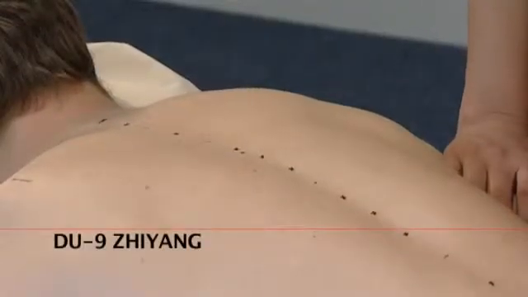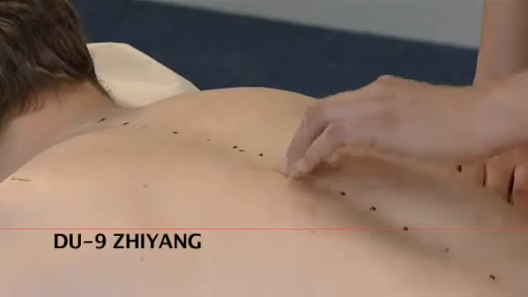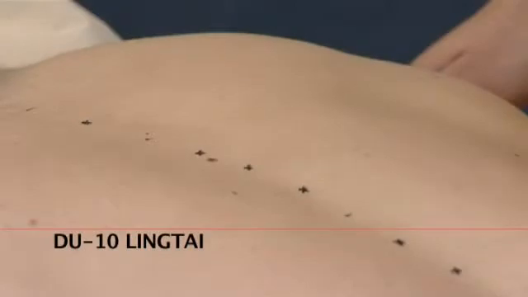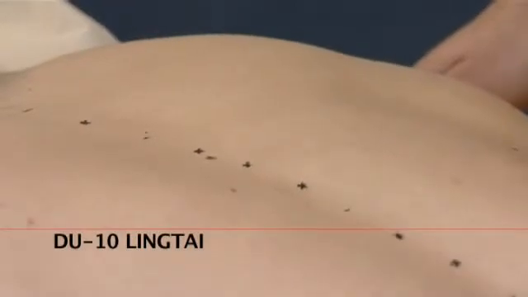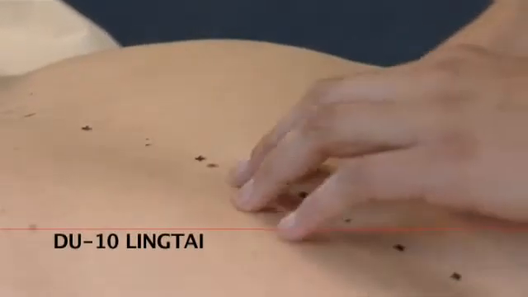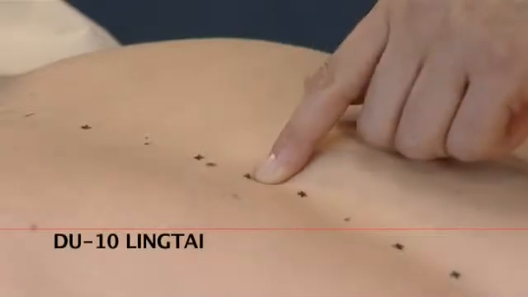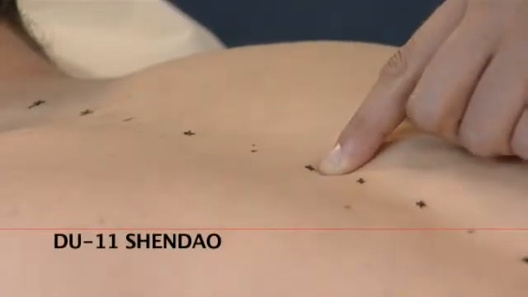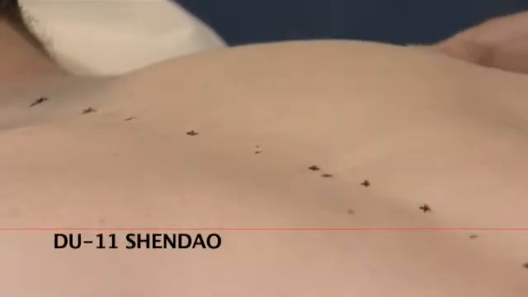Du9 is on the posterior midline, below the spinous process of T7. Du10 is on the posterior midline, below the spinous process of T6. Du11 is on the posterior midline, below the spinous process of T5.